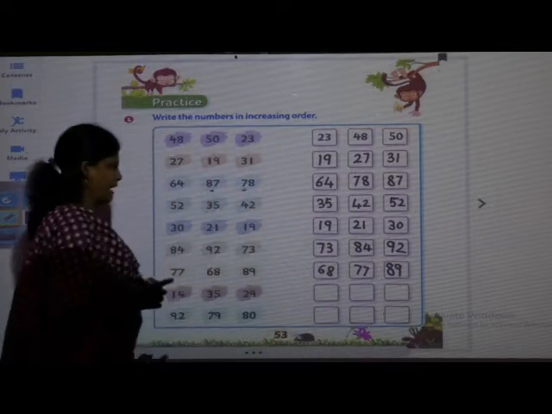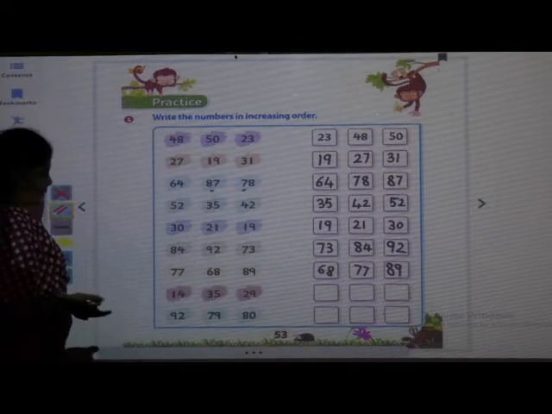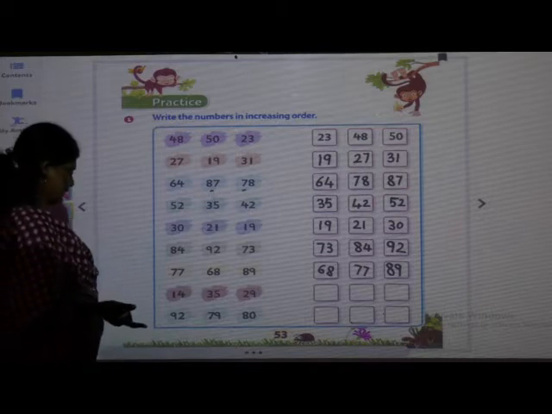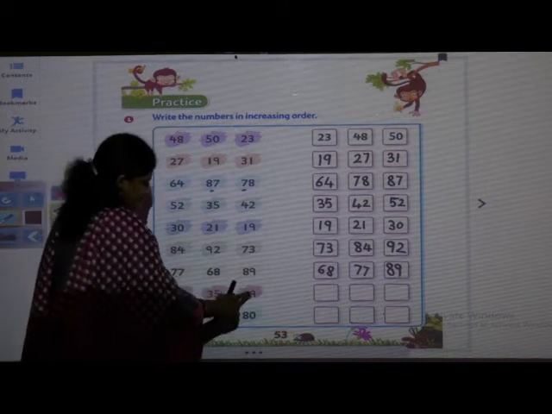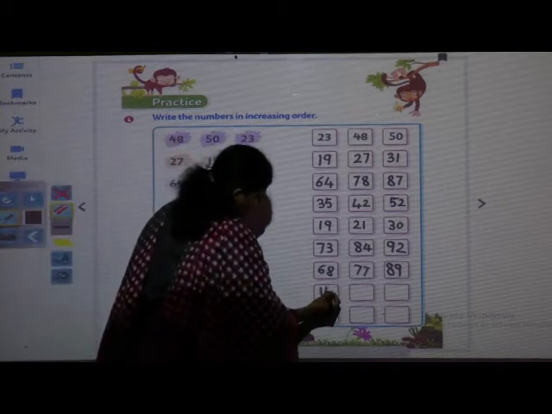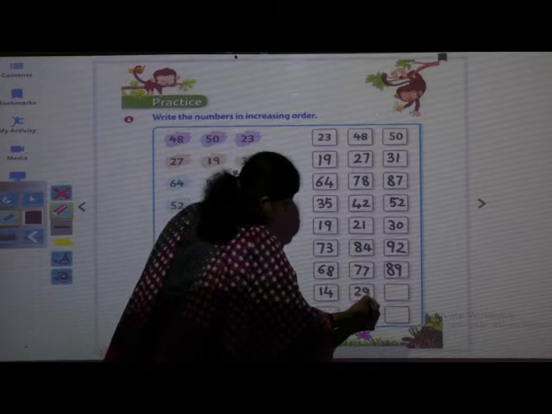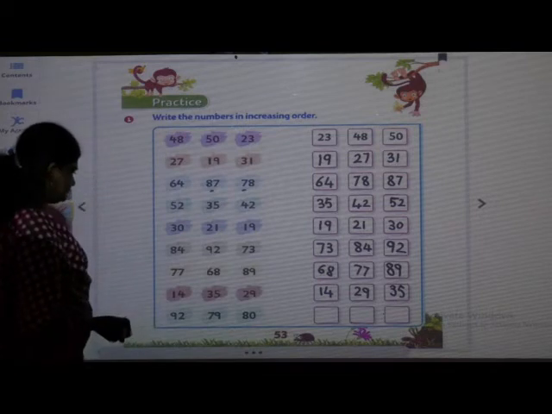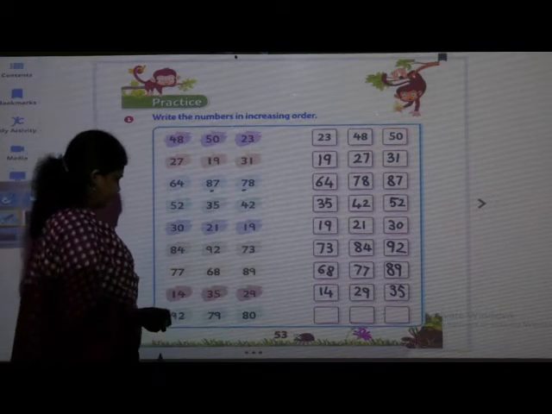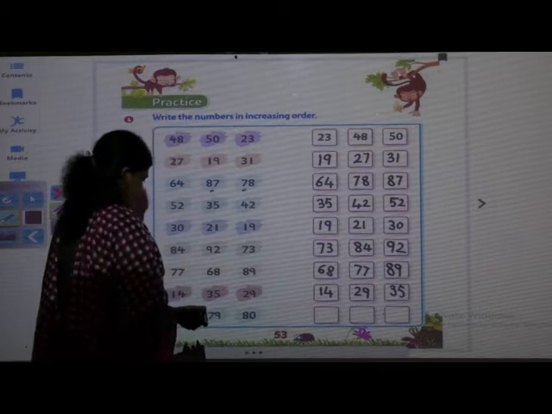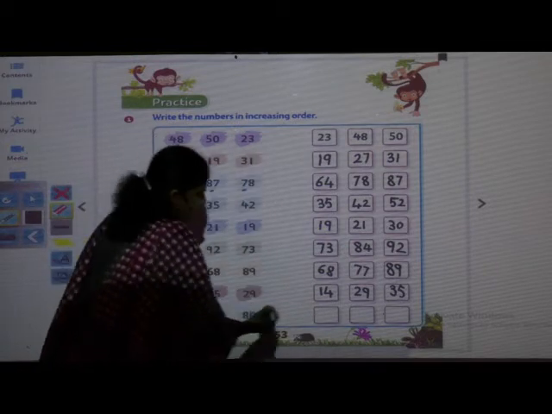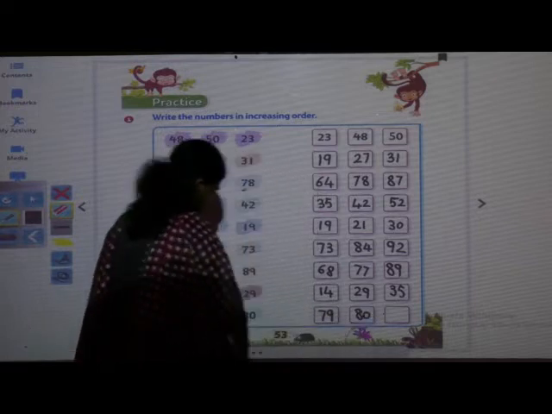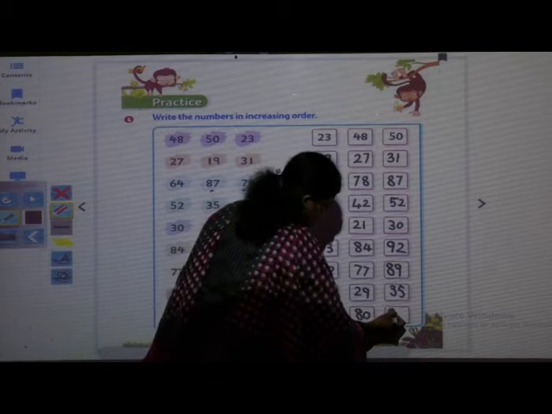So in this way you have to learn the numbers 1 to 100 properly. So you can do that properly and you can understand the numbers smaller to biggest. 1, 4, 14, 3, 5, 35, 2, 9, 29. So first 1, 4, 14, 2, 9, 29, 3, 5, 35. 92, 79, 80. So here first will come 79, then 80, then 92.